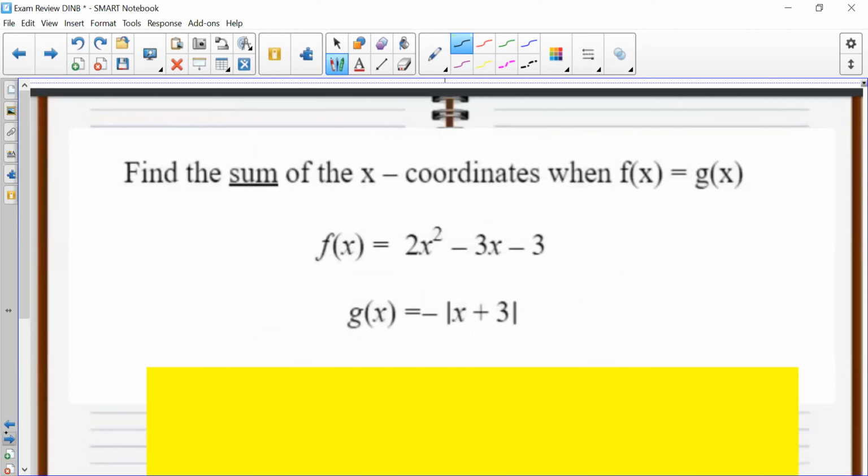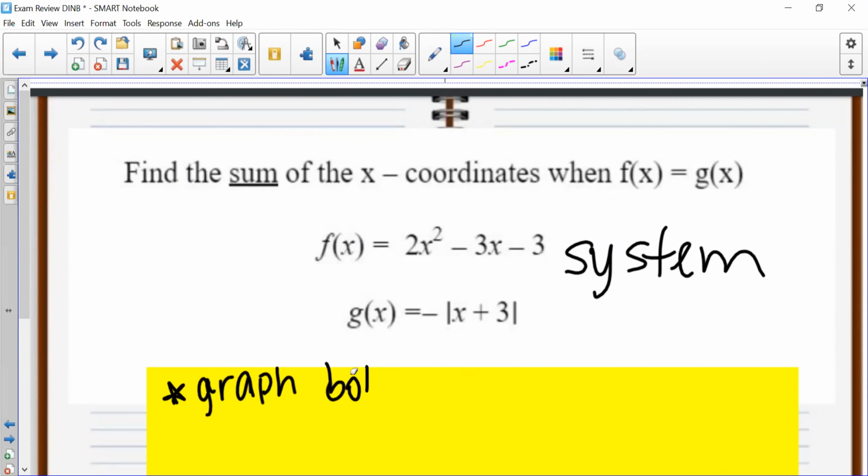Okay. Next one, we are going to need decimals for this. So it says find the sum of the x coordinates. So sum means add, and then x coordinates where f of x is equal to g of x. So if you see this, f of x equals g of x, and they give you two different equations, but remember, sometimes they will actually use the word system instead, they'll say like solve the system. You need to graph both in Desmos at the same time. So let's do that now, okay? Let's graph these in Desmos.